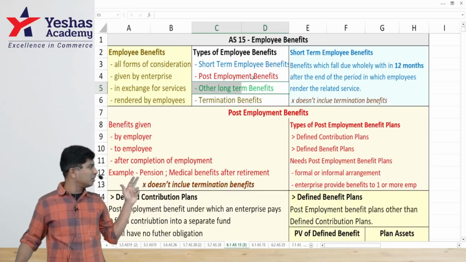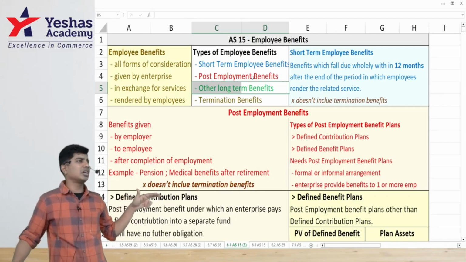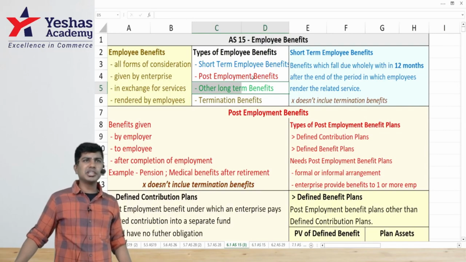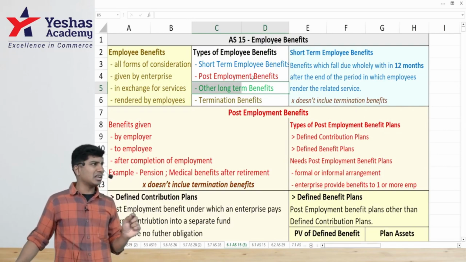Sir, I understood the difference between short-term and long-term. Short-term post-employment I understood, post-employment and other long-term I understood. How is post-employment benefit different from termination benefit? Do you understand that it's slightly different?